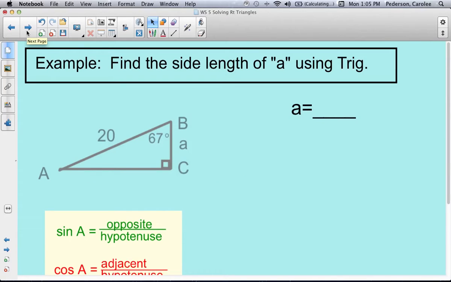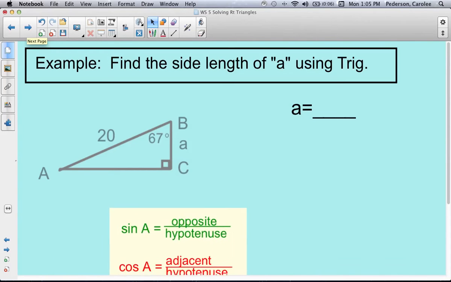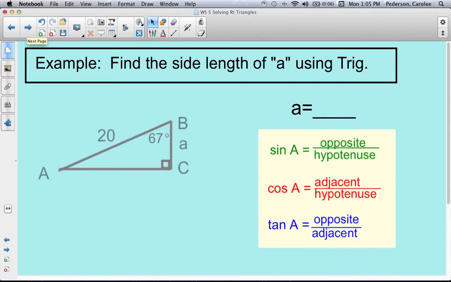Here's our first example. We want to find the side length of A using trigonometry. And go ahead and draw the picture. I have those formulas for you on my smartboard. Remember, you do have to memorize these 3 sets of formulas for the sine of A, the cosine of A, and the tangent of A.